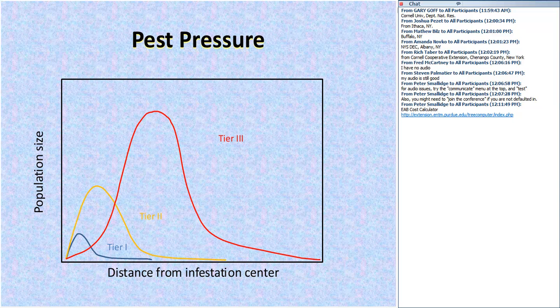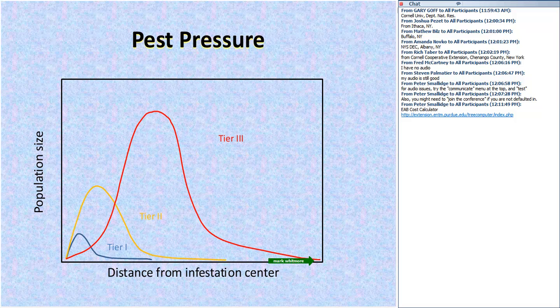So the way we're looking at the infestations in New York State, we've sort of designated 3 tiers depending on the size. For Tier 1, most of the bugs are right there near the beginning of the infestation, and you get them building up. But also notice here this tail on all of these tiers.